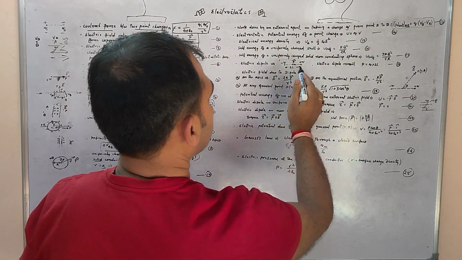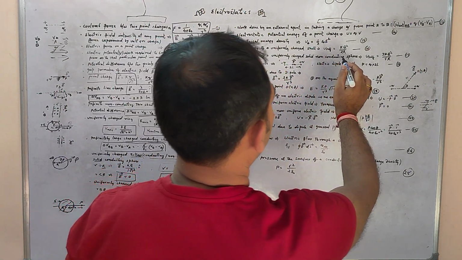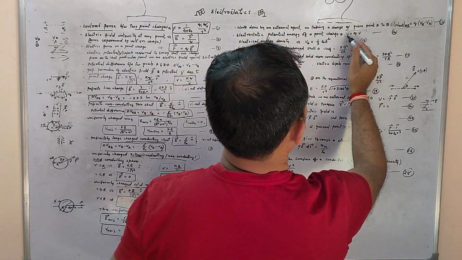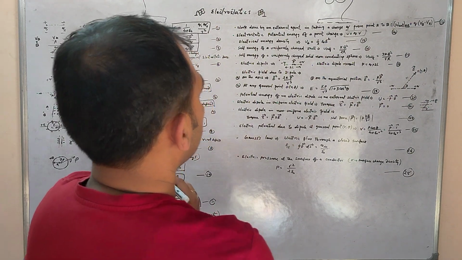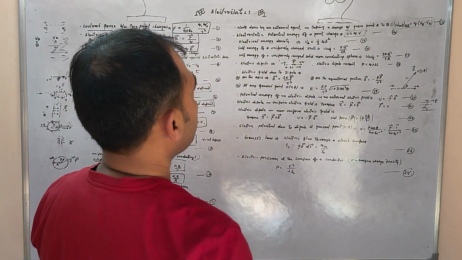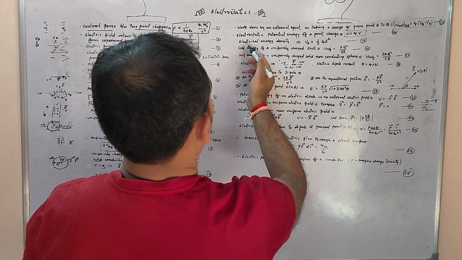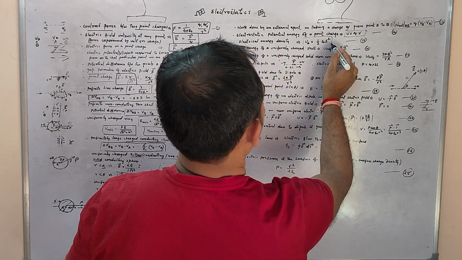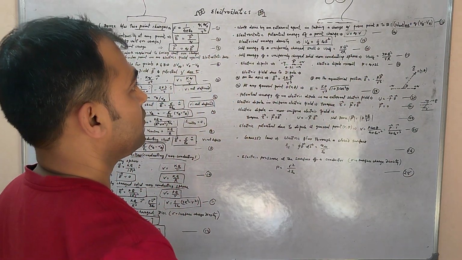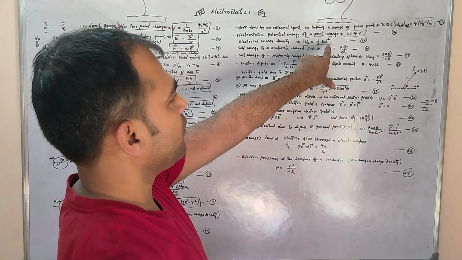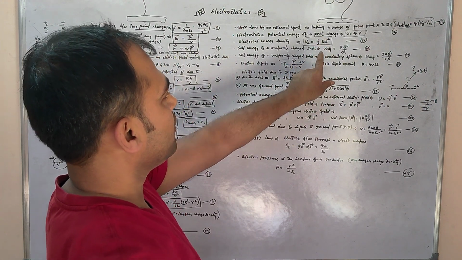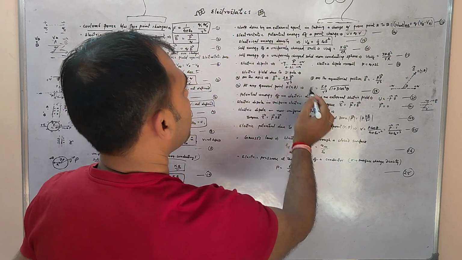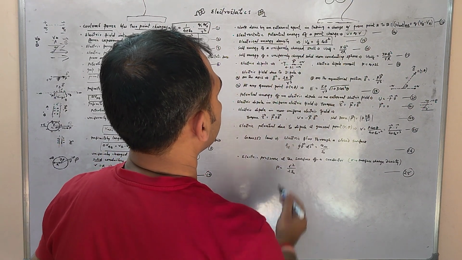Now electrostatic potential energy of a point charge U will be equal to q times potential, obviously. So electric energy density is given by half epsilon naught E square, where E is the magnitude of electric field at that point. So electrical energy density at that point will be given by half epsilon naught E square.